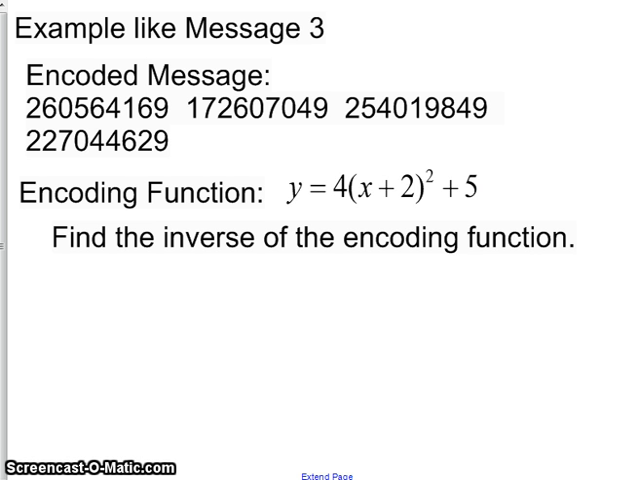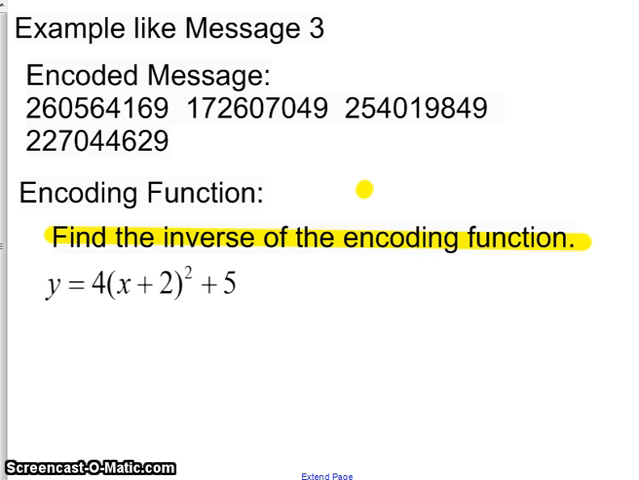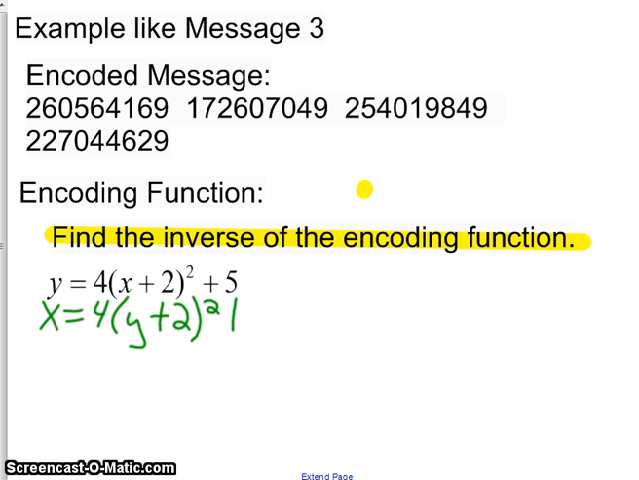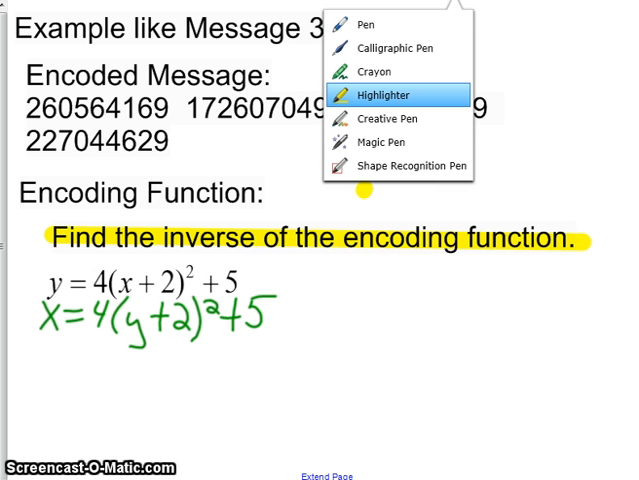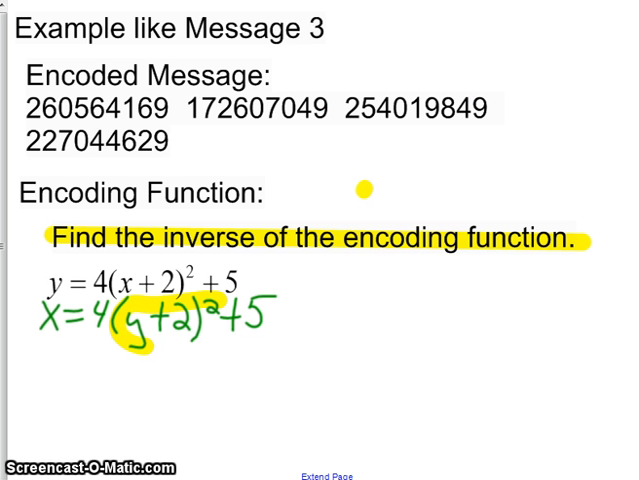Okay, so the first directions are find the inverse of the encoding function. So I'm going to take this equation, and I'm going to substitute x and y, just switch x and y around. And now I want to get the y, or the square, all by itself, just like I did in the previous example.